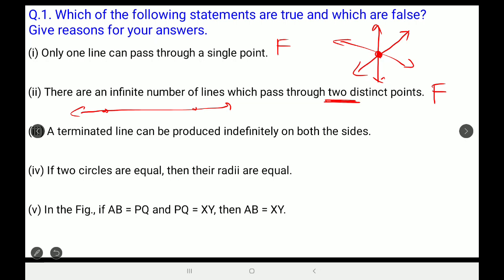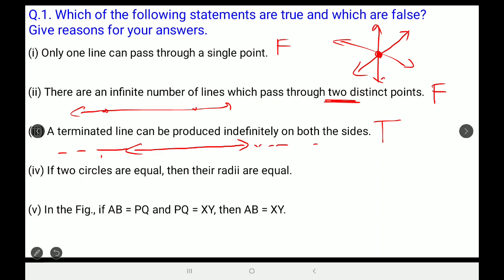Third one, a terminated line can be produced infinitely on both the sides. This statement is true because we can extend any line in both directions. This is the terminated line, but this arrow means that it is extended on both the sides. That's why the terminated line can be produced infinitely on both the sides. True sentence.